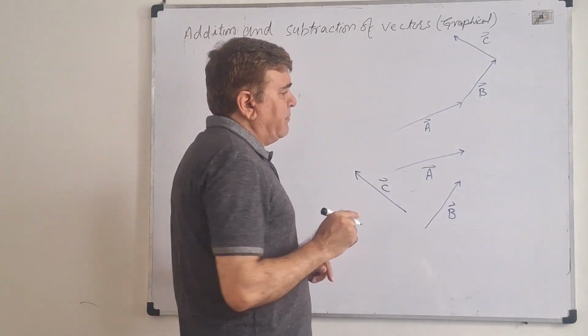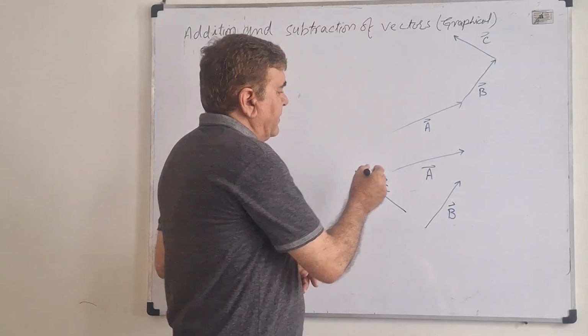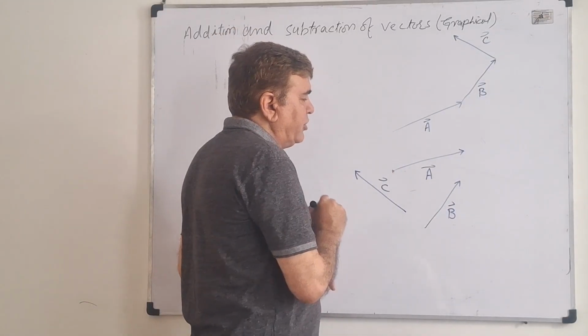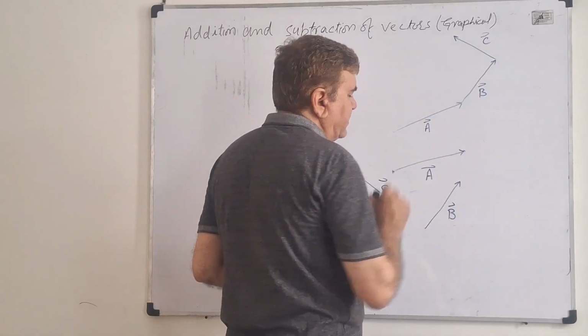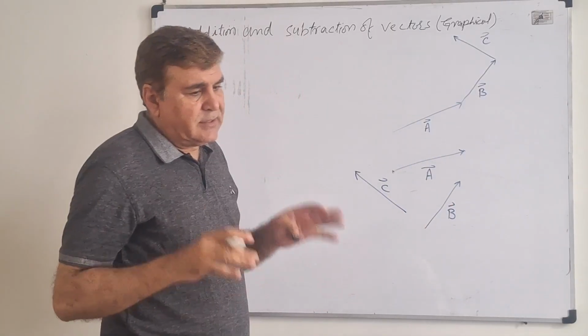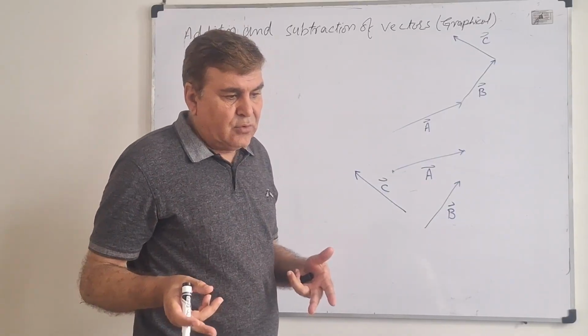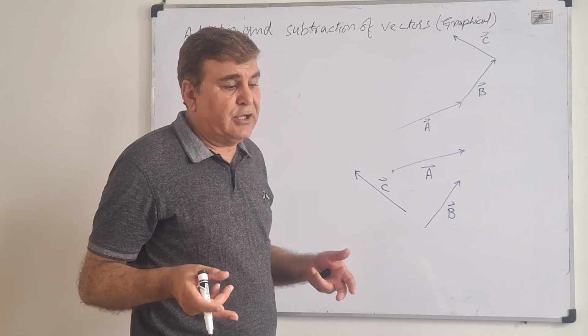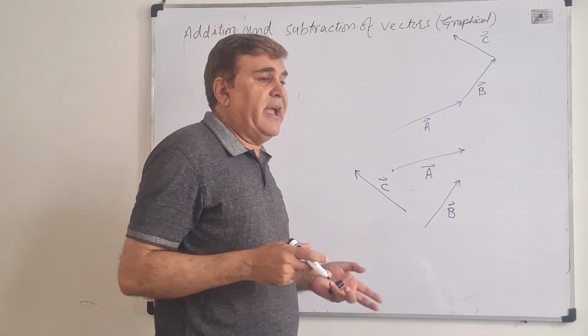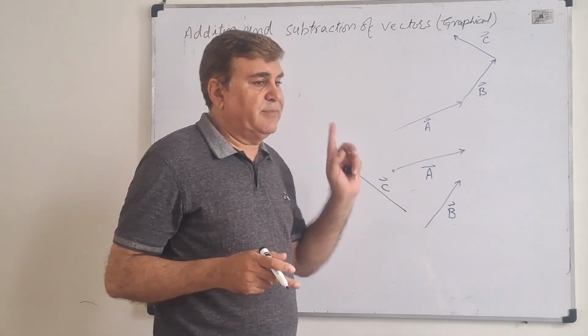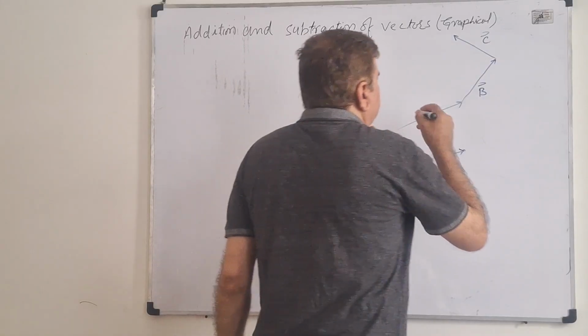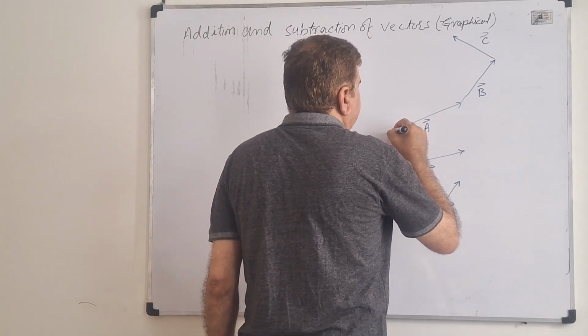One thing more, remember in mathematics in general, the tail is called the initial point and the head is called the terminal point of a vector. So different terminologies are used. Tail and head is the one that we generally use in physics. In mathematics, initial point and terminal point. So whatever terminology you may use, the procedure is the same.